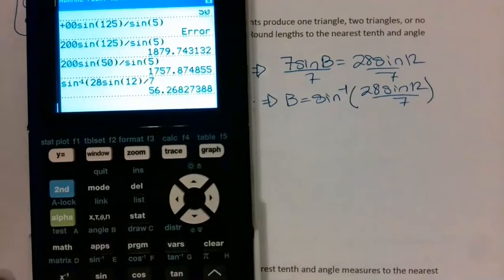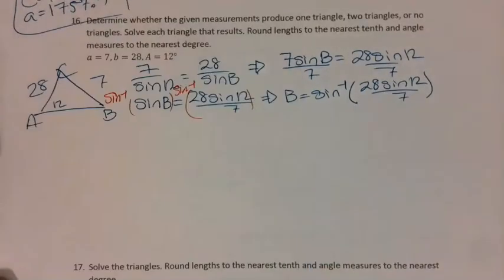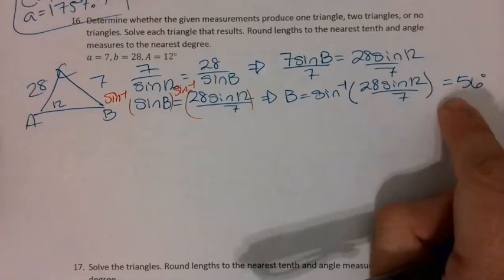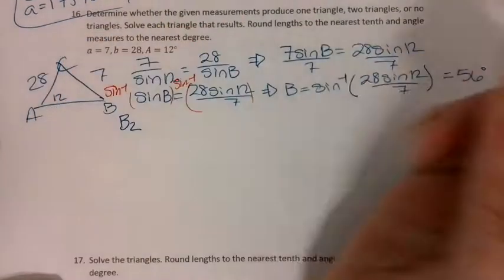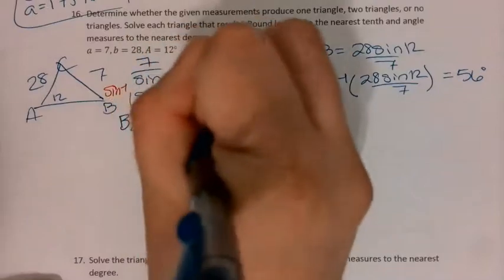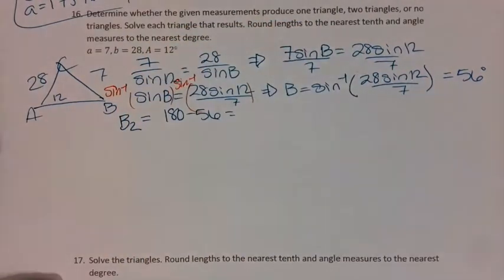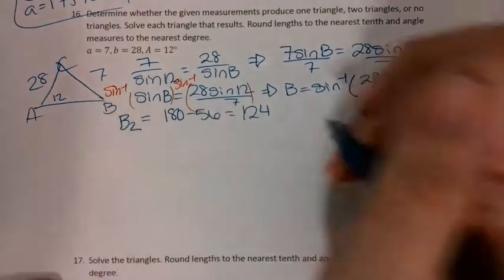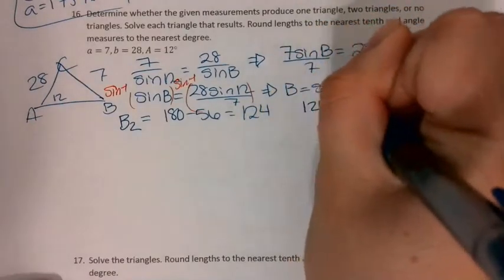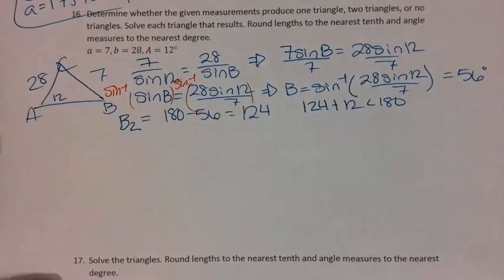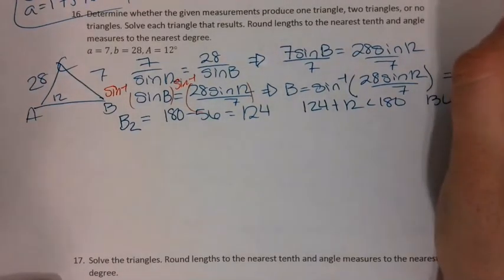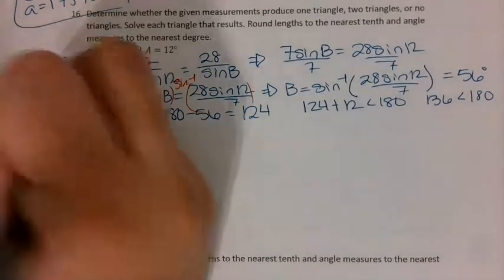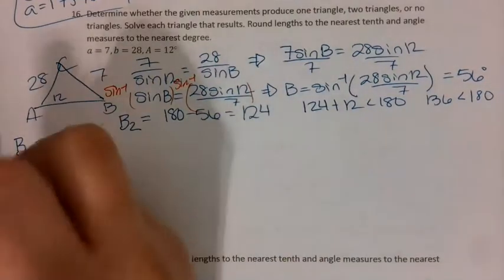Which gives me, this one wants it to round to the nearest whole number, 56 degrees for B. What I need to do is check to see if my second B value works. So for B2, I have to do 180 minus 56, which gives me 124. I want to see if 124 plus 12 is less than 180. It's 136, which is less than 180, so my second B value also works. So I have B1 is 56, and B2 is 124.